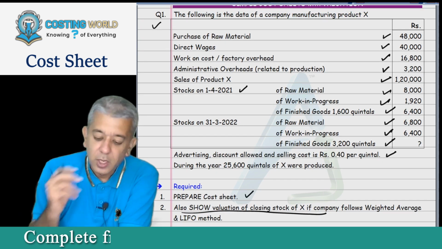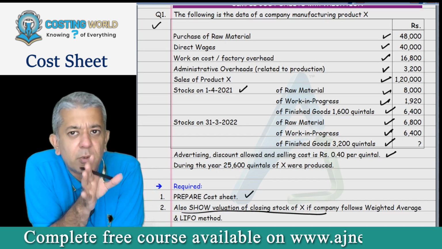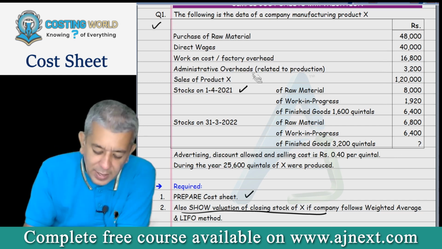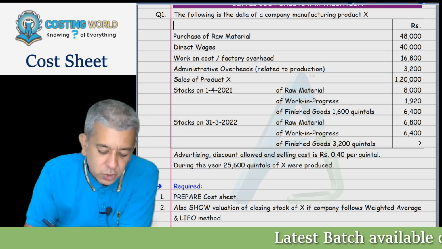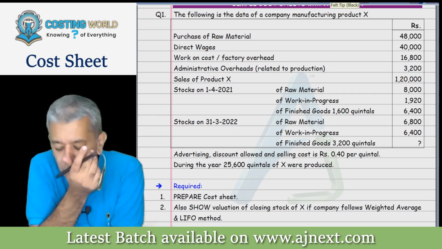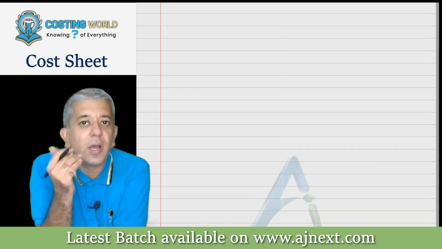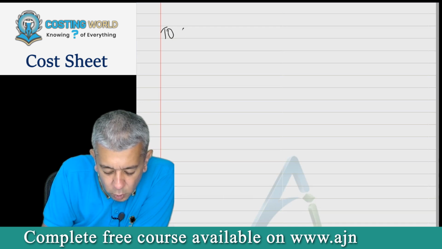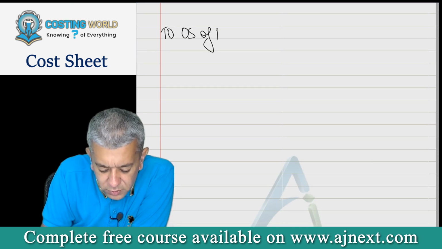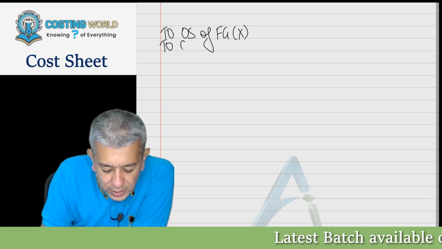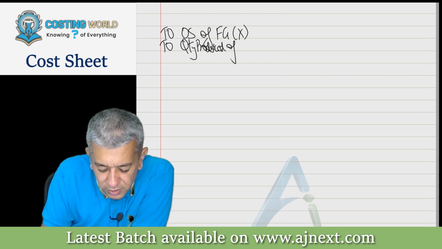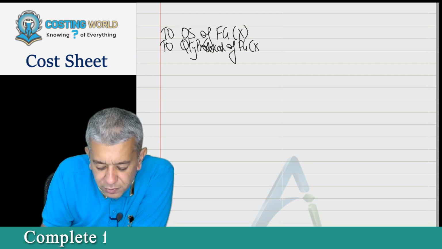Now tell me one thing. In this case, what is the name of your product in the question? X. Now, before I start with any question, I will require these 4 quantities. Which 4 quantities? I'll require opening stock of finished goods. Finished goods means X over here. Then I would require how many units of finished goods you have produced in this year. So, quantity produced of finished goods, that's X.